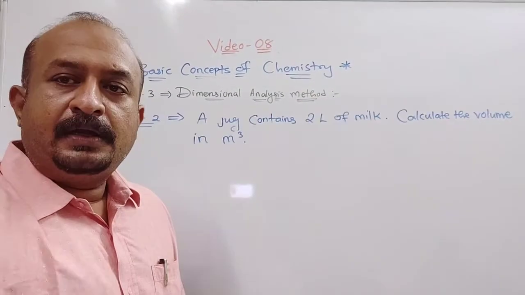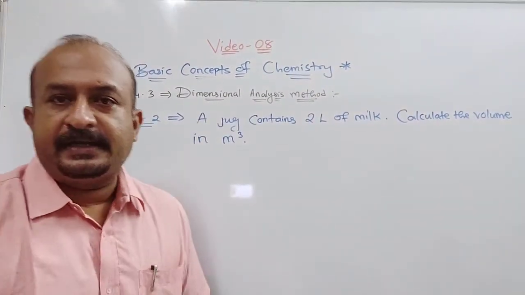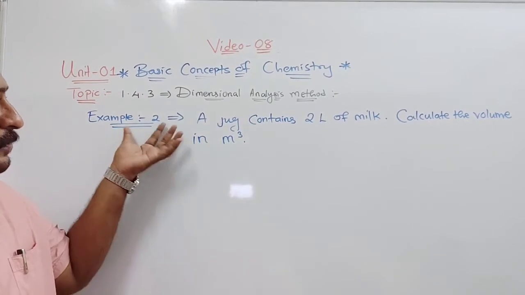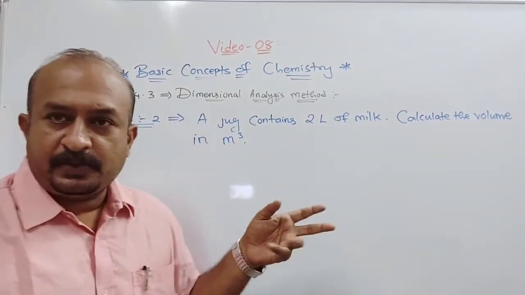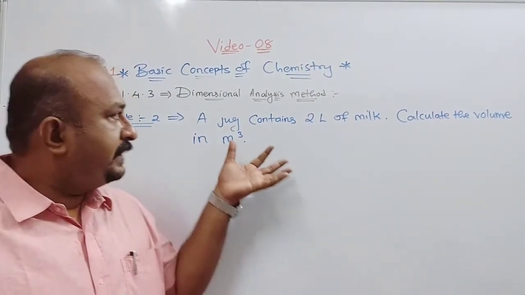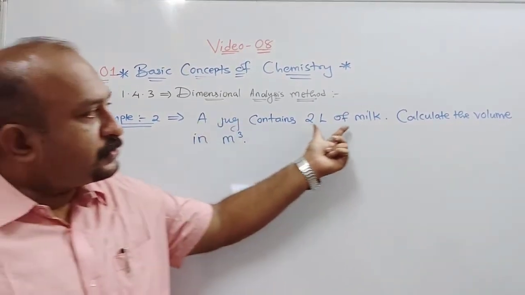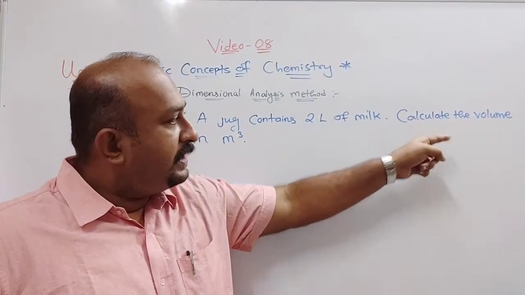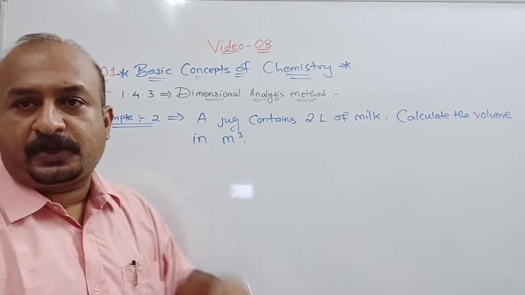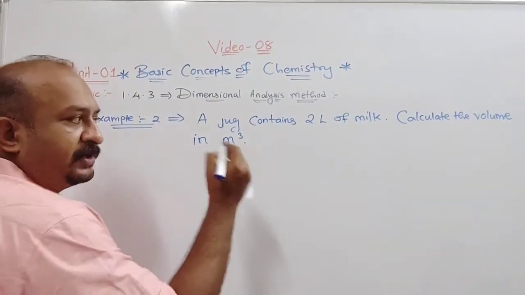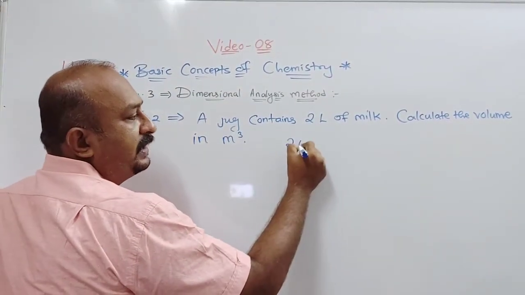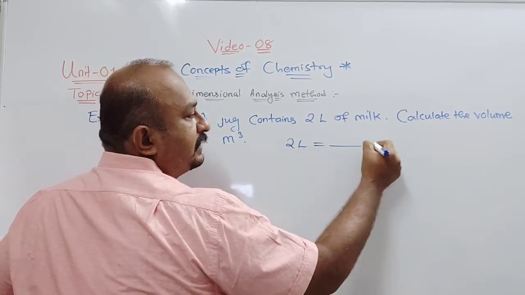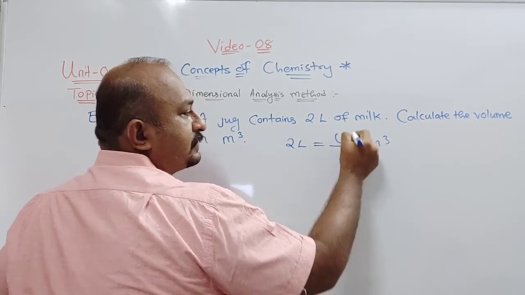Now here you can see the second example. What is written here? Example 2. You have to write both examples in your fair book. Now pay attention. A jug contains 2 liters of milk. Calculate the volume in meter cube. What is the meaning of that? What is your question actually? 2 liters, you have to convert it into meter cube.